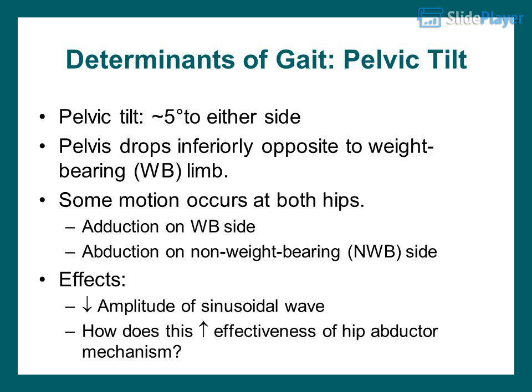Determinants of gait. Pelvic tilt. Pelvic tilt, 5 degrees to either side. Pelvis drops inferiorly opposite to the weight bearing, WB, limb. Some motion occurs at both hips. Adduction on WB side. Abduction on non-weight bearing, NWB, side. Effects. Amplitude of sinusoidal wave. How does this affect the effectiveness of the hip abductor mechanism?